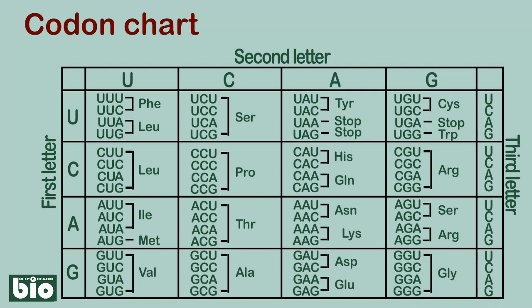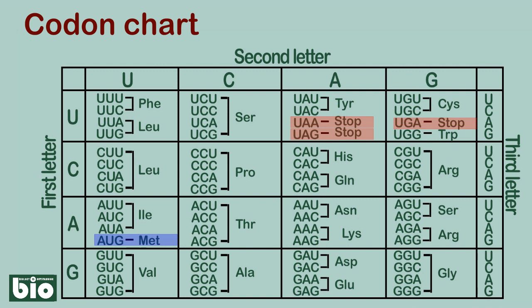This is the mRNA codon chart. Each triplet codon translates to an amino acid, unless it is a stop codon. There are 3 stop codons: UAA, UAG, and UGA. AUG is the only start codon, coding for methionine.